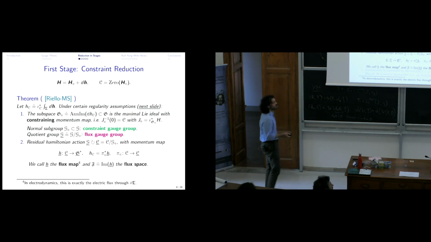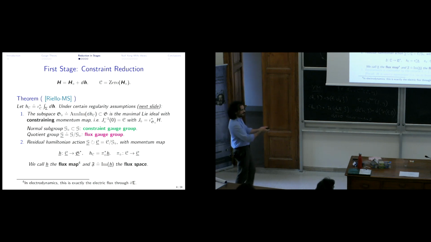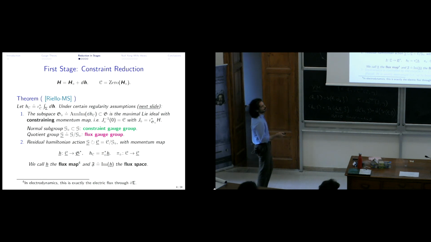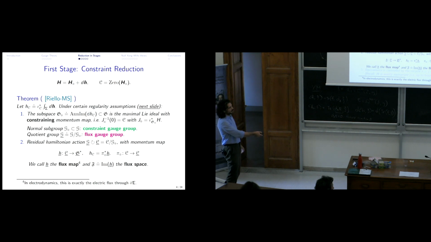Then I have a residual action over the reduction, which is symplectic by means of the fact that this is a zero-level set of a momentum map. And this action is Hamiltonian. So a version of this boundary term becomes relevant because it becomes the Hamiltonian momentum map for the residual action. We call this H underlined the flux map because in electrodynamics, this is exactly the electric flux through the boundary.